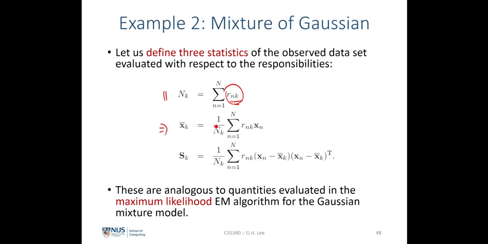So this is similar to the expectation, but weighted by this r_nk over here. And we are also going to define a covariance over here, which is simply the covariance term weighted by r_nk. The reason why we predefine these three statistics is that we want to make it analogous to the quantities that are evaluated in the maximum likelihood EM algorithm for the Gaussian mixture model. And we'll see how this is used in the subsequent slides when we derive the optimal expressions for Q over the mixing coefficient, the mean, as well as the precision matrix.